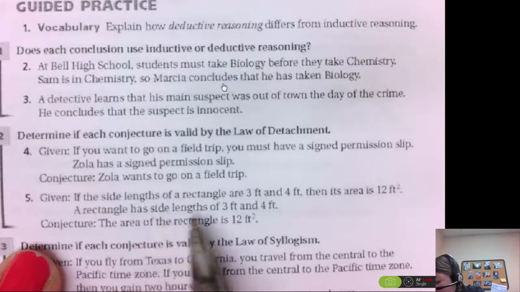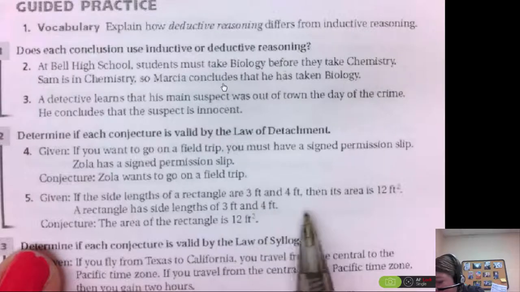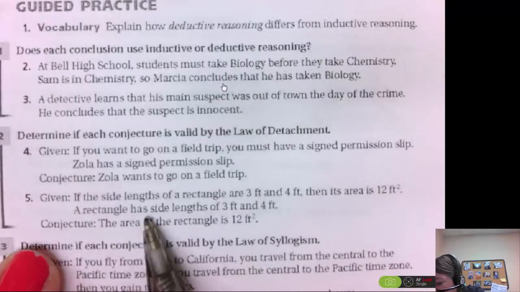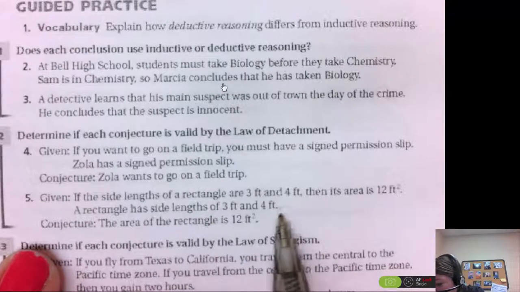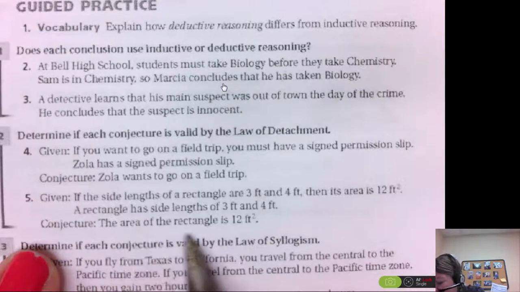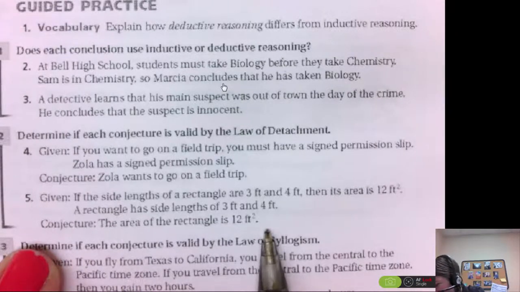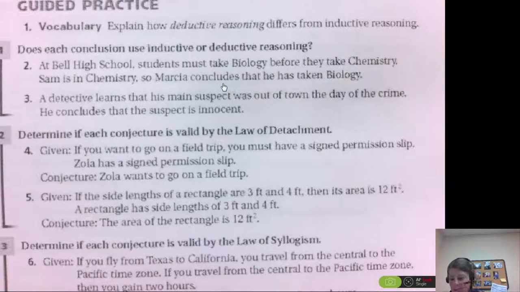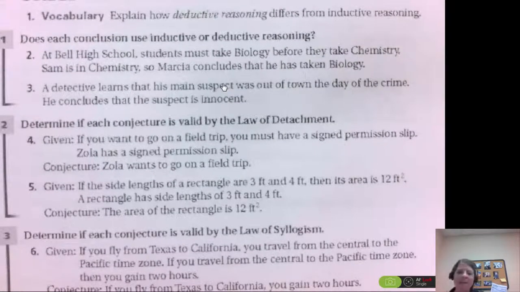Let's look at 5. If the side lengths of a rectangle are 3 and 4, then its area is 12 square feet. A rectangle has the side lengths of 3 and 4. So the conjecture is the area of the rectangle is 12 square feet. Can you conclude that from that information? Well, yes, you can. It follows exactly what was given, so you can conclude that. Kind of like the penguin example I always talk about, it's in the book. If you're a penguin, you live in the southern hemisphere. So if you have a penguin, then you assume he lives in the southern hemisphere.